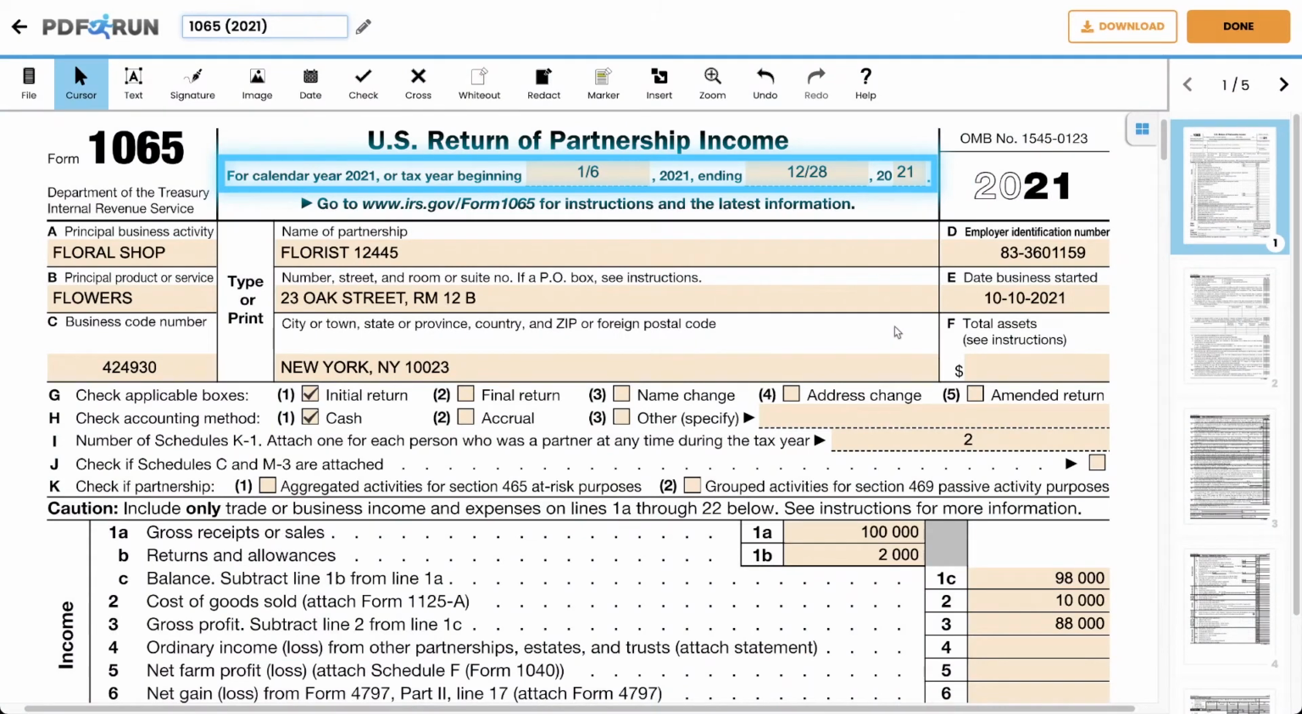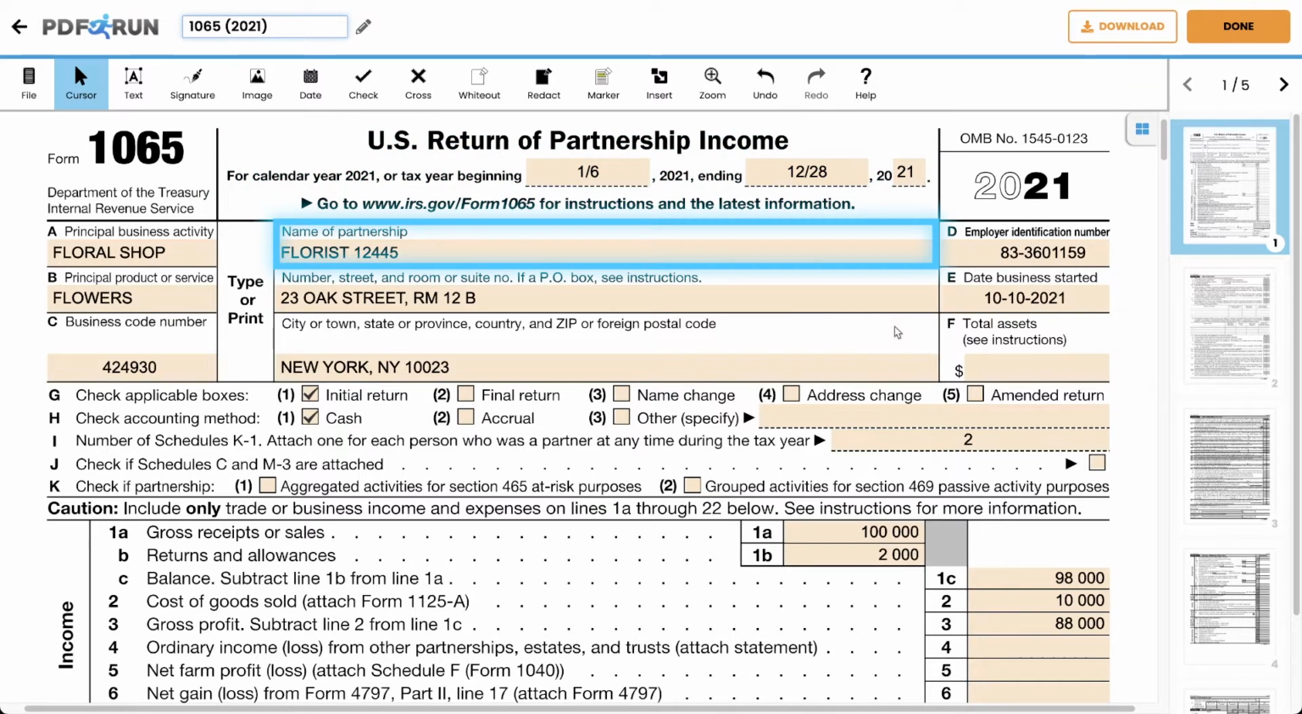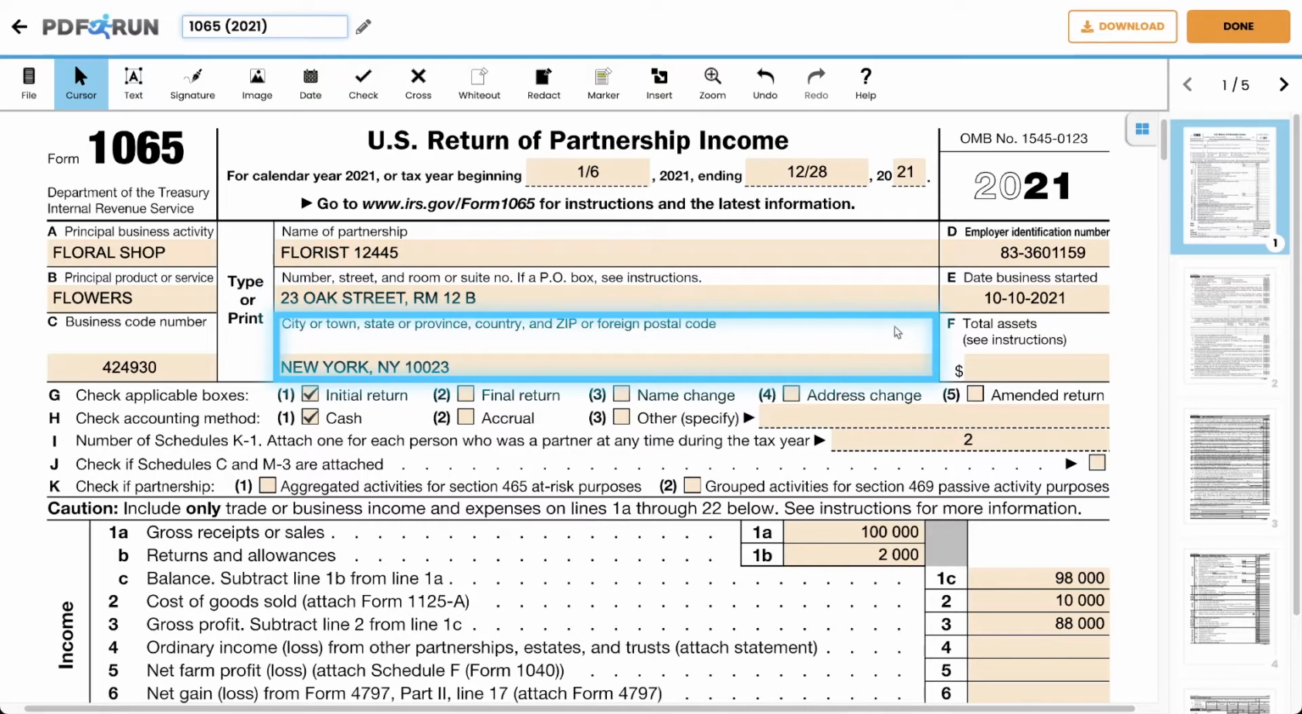Enter the calendar or tax year beginning in 2021 that you are filing this form for. Enter the name of the partnership. Enter the number, street, and room or suite number of the partnership. Enter the city or town, state or province, country, and zip or foreign postal code of the partnership.